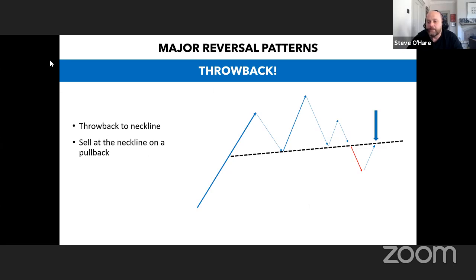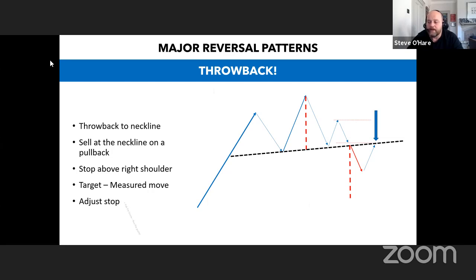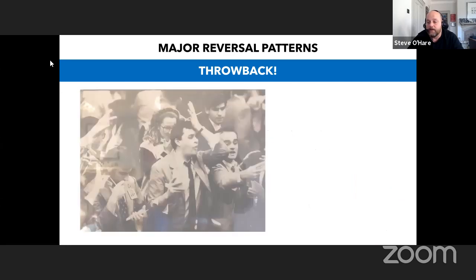You sell it at the neckline. Again, you know your stop is above the right shoulder, and as soon as you know the measured move, you know where your target is, and as soon as we get a rejection of this neckline, you can adjust your stop to the trend line itself. So very, very quickly, you've almost got a free trade on. And that's the key to it. It's really cutting the losses and running the profit. If you can do that on most of your trades, you'll be doing pretty well.